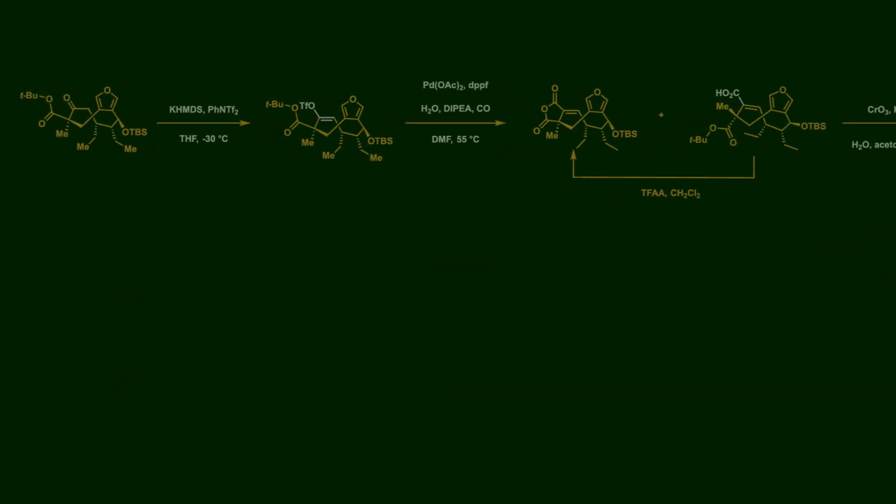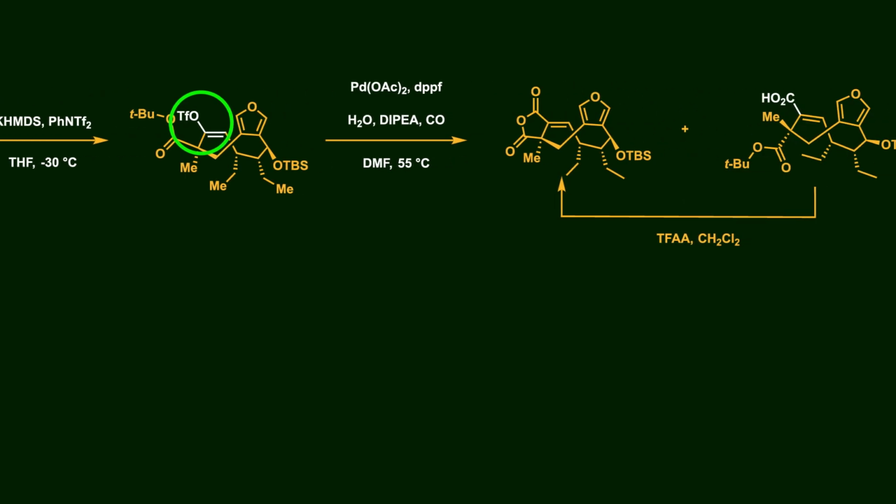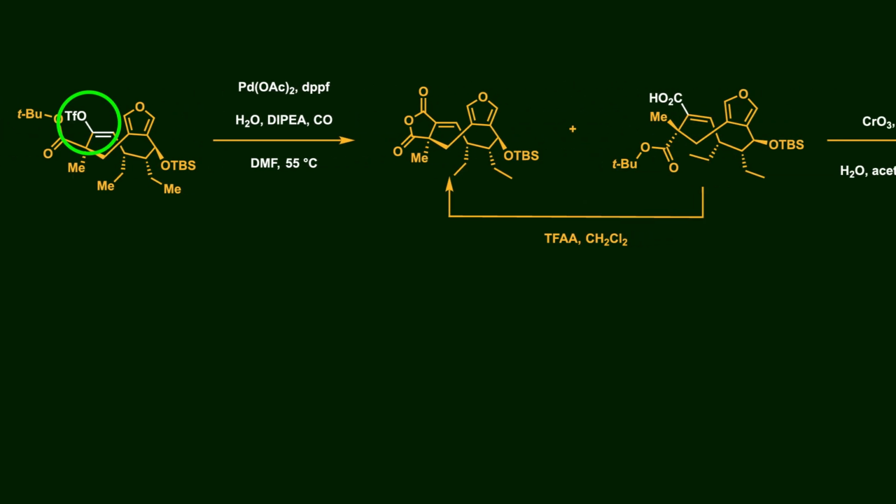With this cyclic intermediate in hand, we can now complete the synthesis of our target molecules. For the synthesis of glaucanic acid, the first anhydride is installed by converting the carbonyl group to a vinyl triflate using phenyl triflimide. Treatment of this vinyl triflate with the palladium complex and carbon monoxide produces a carboxylic acid, which can then be converted to an anhydride using TFAA.